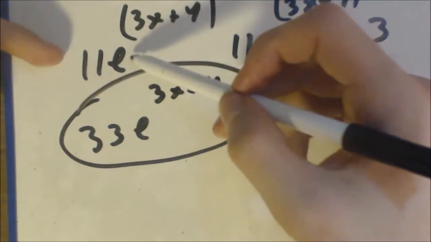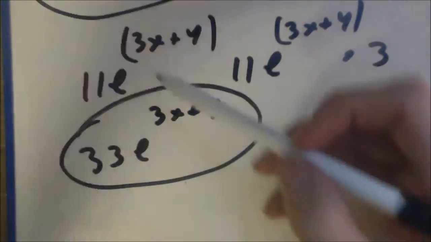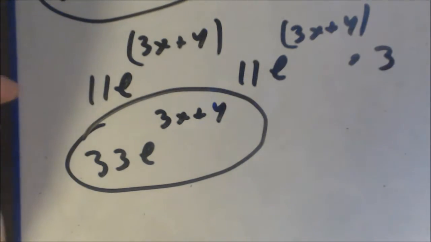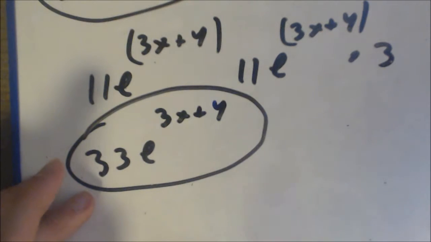So even if there's a coefficient out front, you basically ignore that for problems that look like this when you're using the chain rule. Just rewrite the entire thing and then take the derivative of what's in the exponent and multiply that times that expression, which would give us 33e to the 3x plus 4.